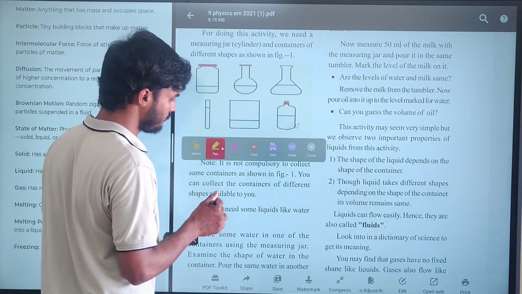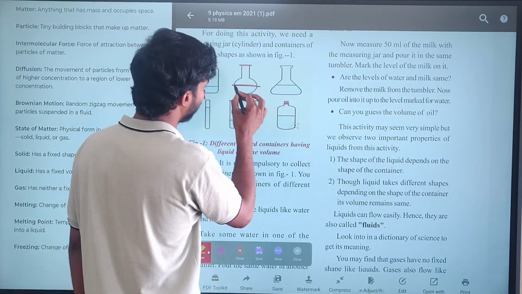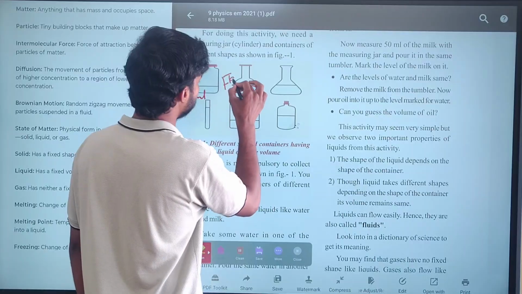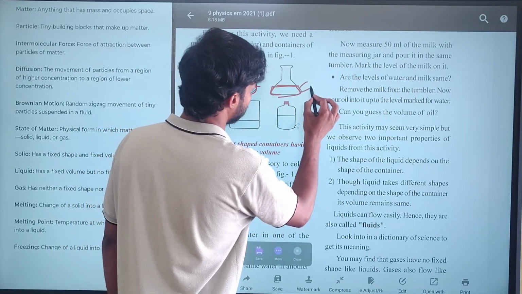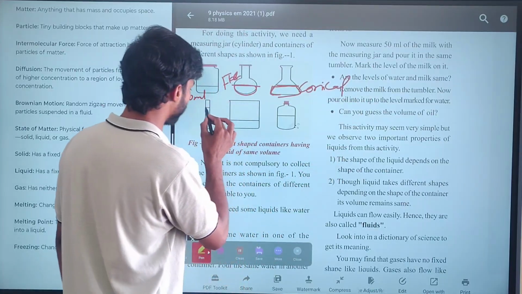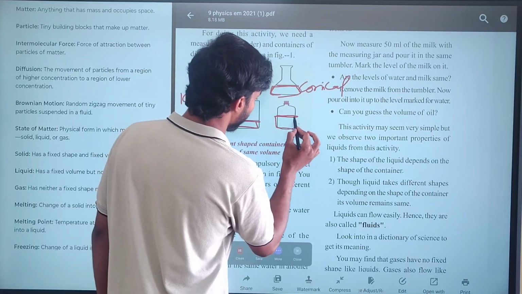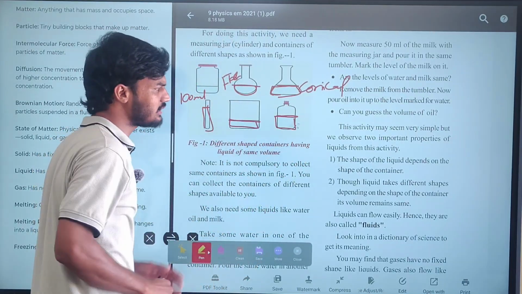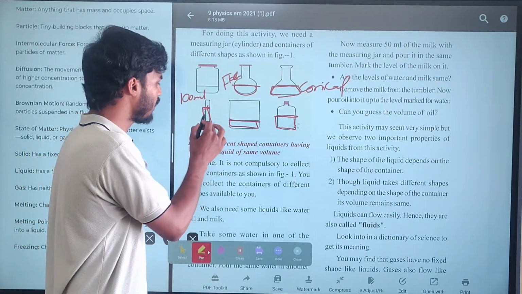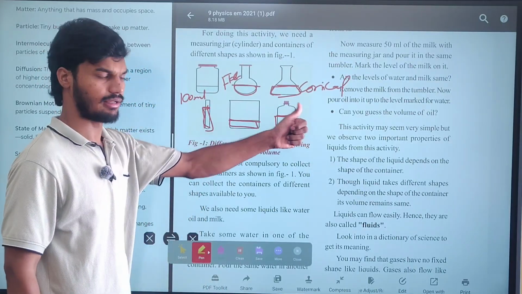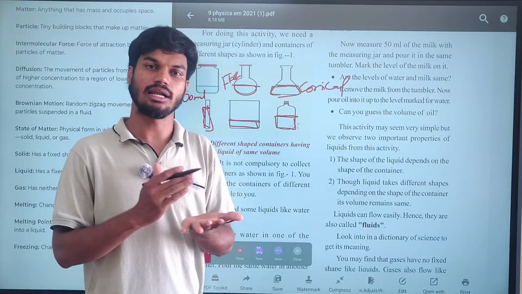Look here, the 100 ml of water that I poured in the beaker, and 100 ml of water that I poured in the flask, and 100 ml of water that I poured in the conical flask, test tube, beaker as well as glass jar. From these 6 containers, I poured the same type of liquid, but the shape of the liquid depends upon the container. From this we can say that the shape of the liquid depends upon the container.